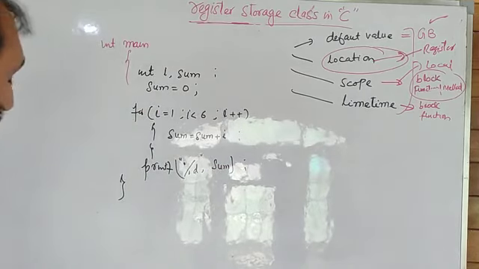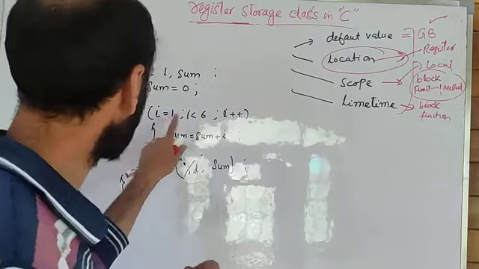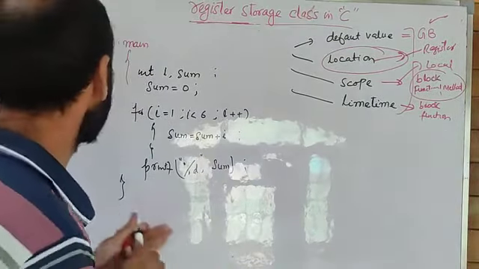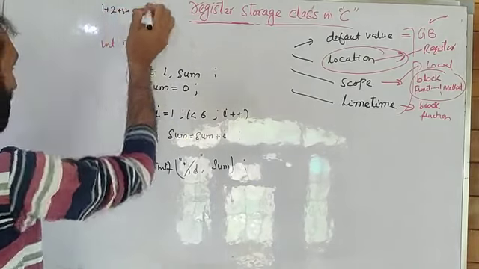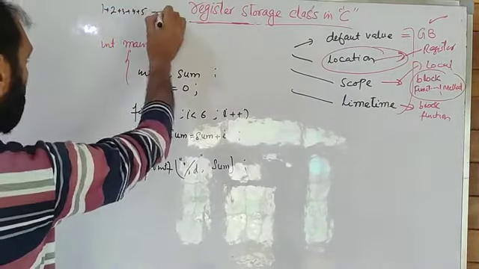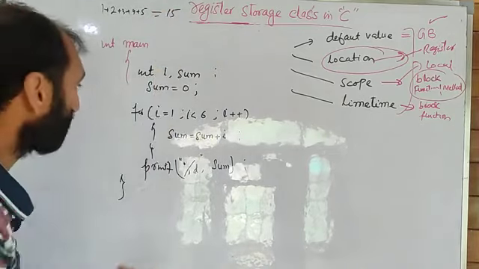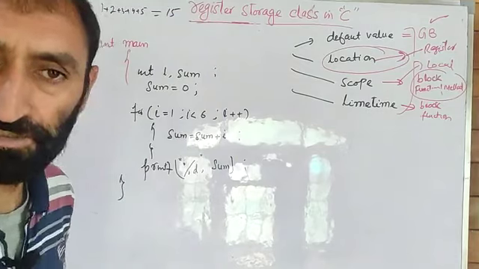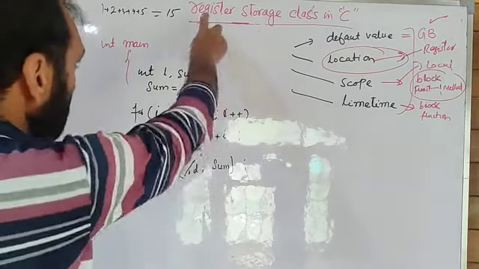Here I have written a small program which will print the sum of numbers from 1 to 5. That means it will compute 1 plus 2 plus 3 plus 4 plus 5. The running sums will be 3, 6, 10 and 15. The output of this program will be 15. Now, with the help of this program, we will discuss the working of the register.